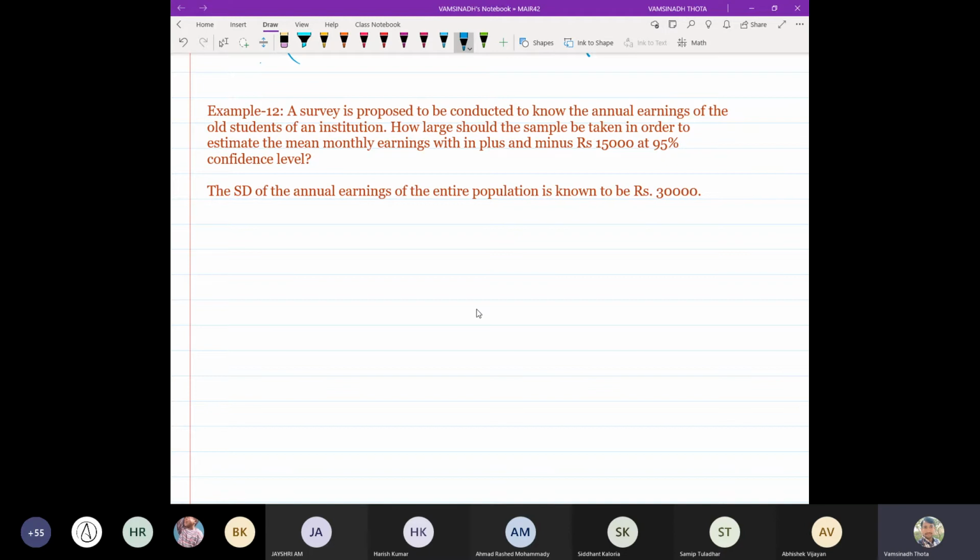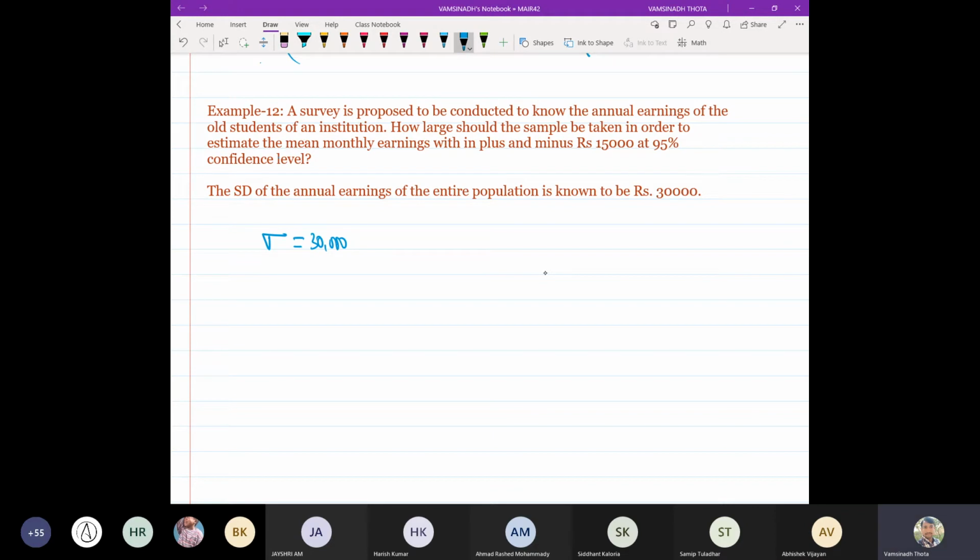Okay, so what do we need to evaluate? Any idea? First thing, the standard deviation of the annual earnings of the entire population is known to be 30,000. So the standard deviation of the entire population is given. Sigma is equal to 30,000 rupees. It is already given.